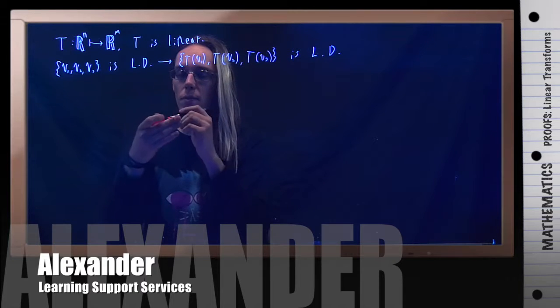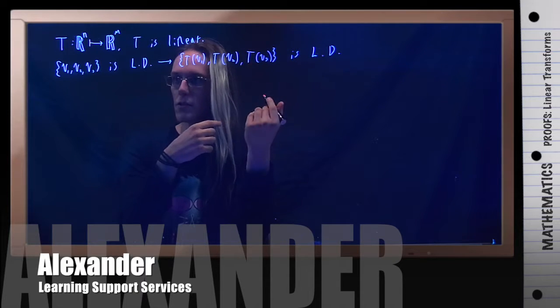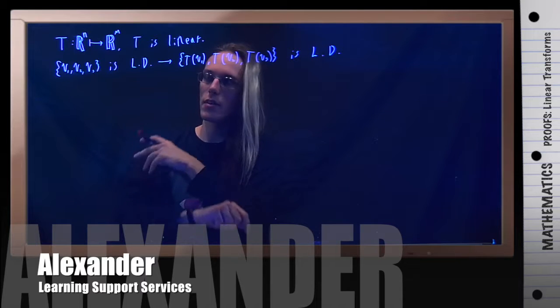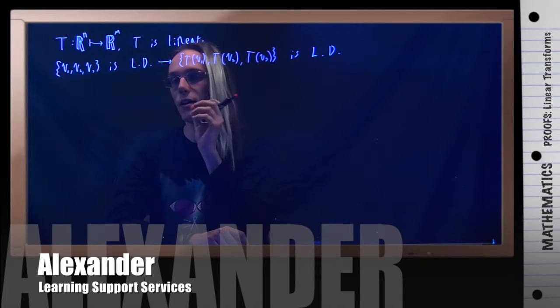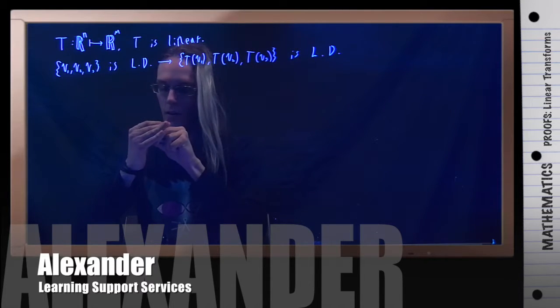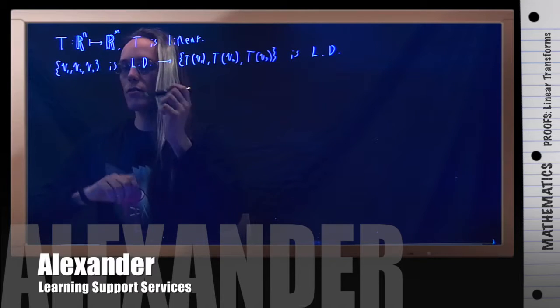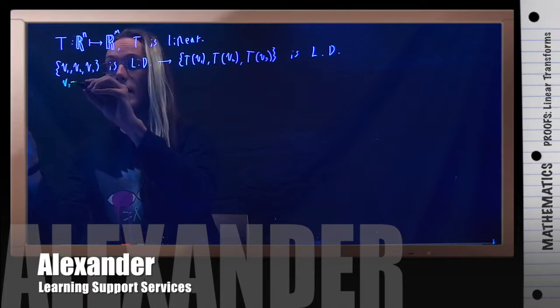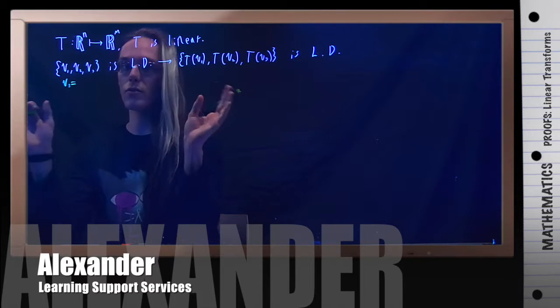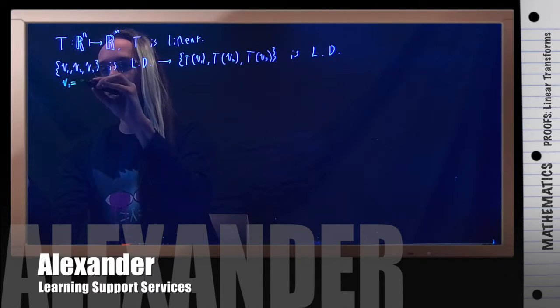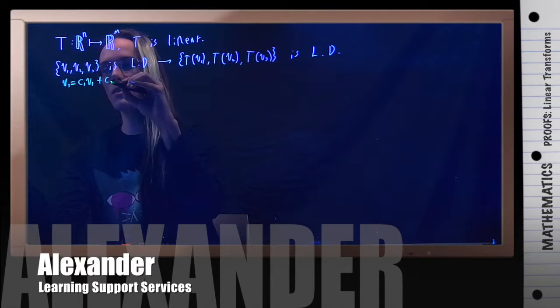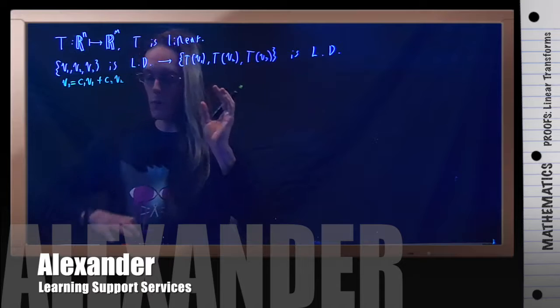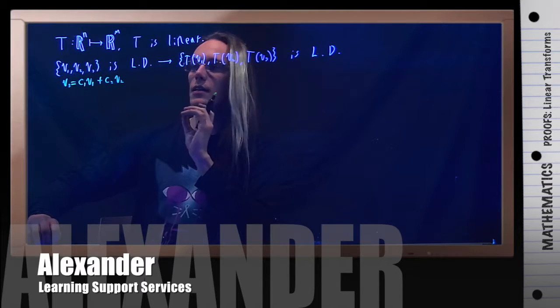Well, first of all, remember that what linearly dependent means is that one of the vectors can be written as a linear combination of the other two. So for example, perhaps v3, or actually it would be any of them. So without loss of generality, we'll say v3. v3 would be some constant times v1 plus some constant times v2. That's what it means for them to be linearly dependent.